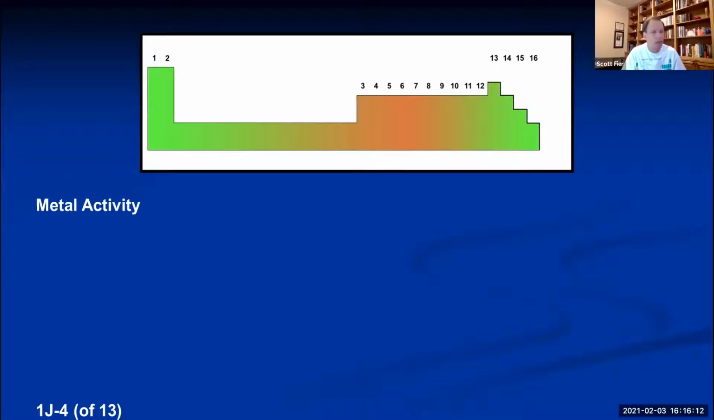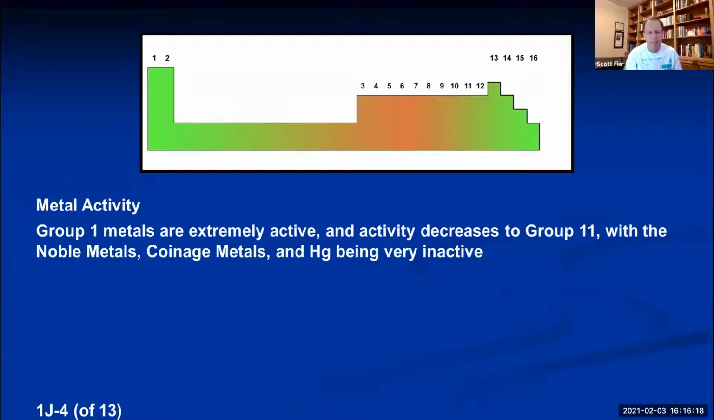Now, next trend I want you to know is metal activity. How reactive are the metals, okay? And so in terms of metal reactivity, group 1 metals are extremely reactive. Group 1 metals are so reactive, if they touch water, they react with it. But as you move from left to right across the periodic table, the metals get less and less reactive. And the least reactive metals of all are in group 11, which we called earlier today the coinage metals.